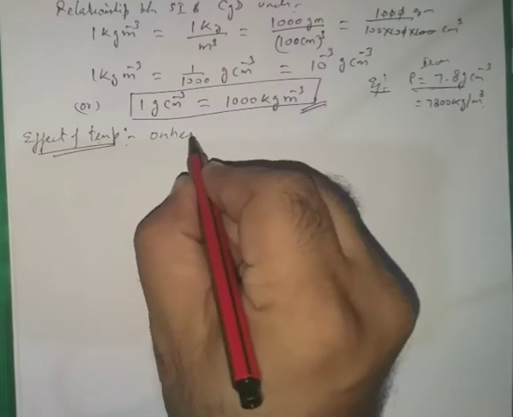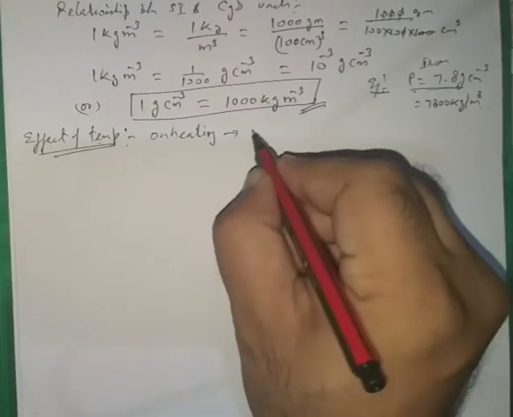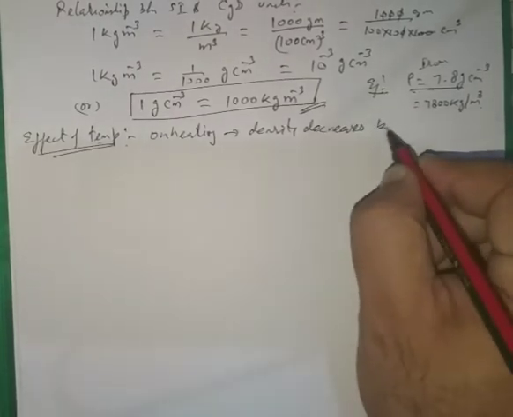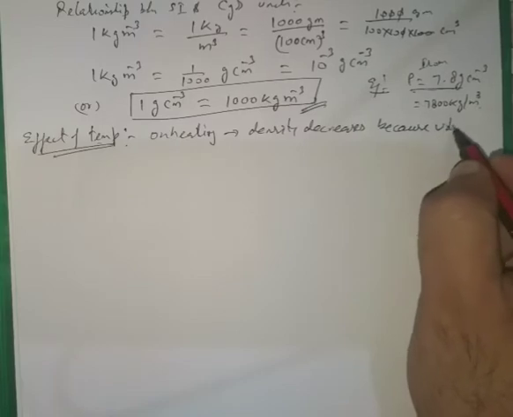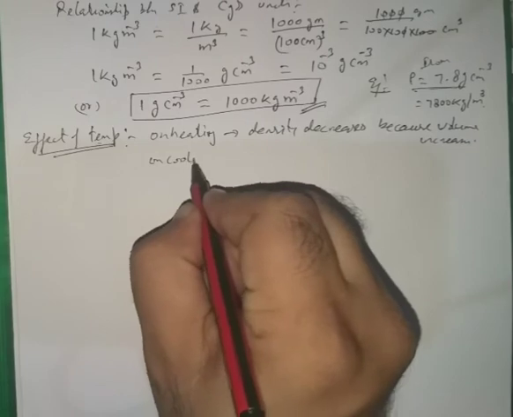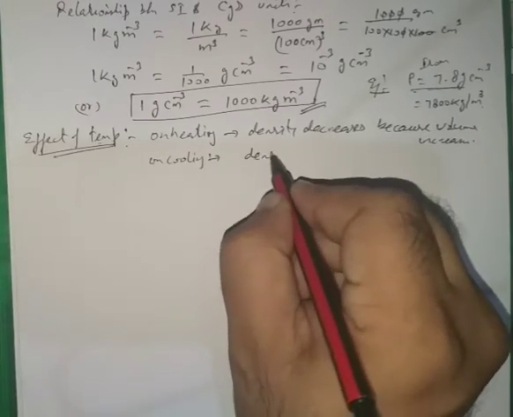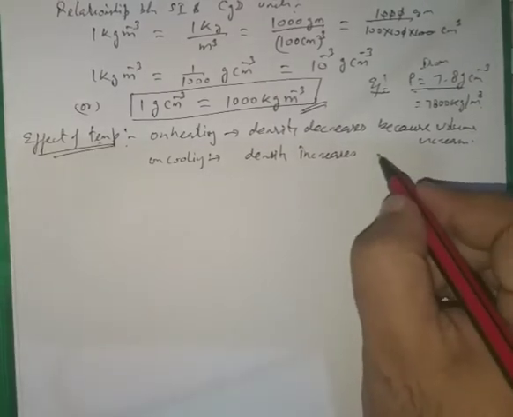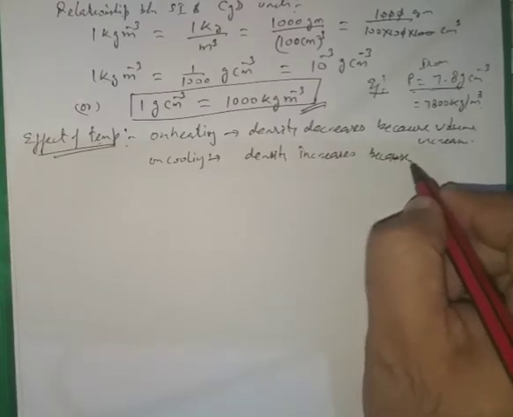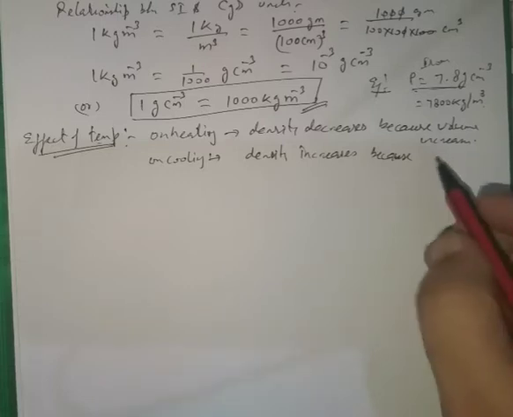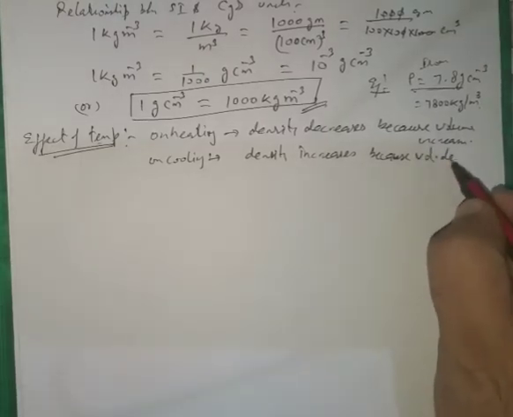So on heating, density decreases. Why does it decrease? Because volume increases. And on cooling, what we say? The density increases for most of the substances. Once again the reason is that most of the substances get compressed on cooling, so they contract. It's because volume decreases.